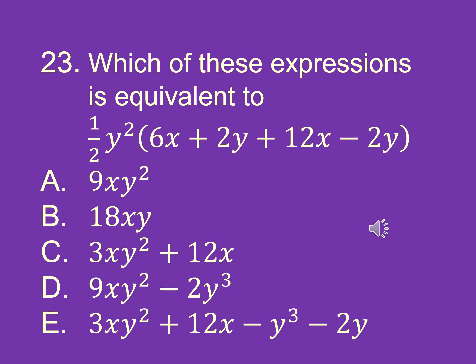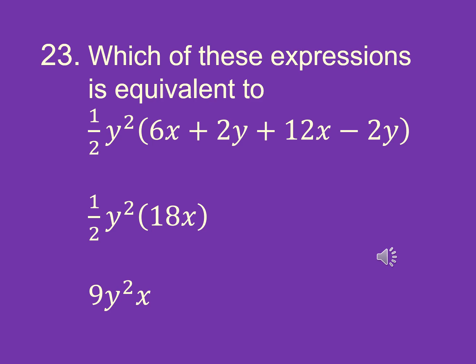Number 23 says, which of these is equivalent to 1/2 y squared times the quantity 6x plus 2y plus 12x minus 2y? And you can see a whole bunch of possible answers. So basically what we've got to do is multiply this out, see what we get. The first thing I did is I simplified what's inside of the parentheses. 2y minus 2y, those cancel. And I combined my like terms of 6x plus 12x, and I ended up getting 18x.